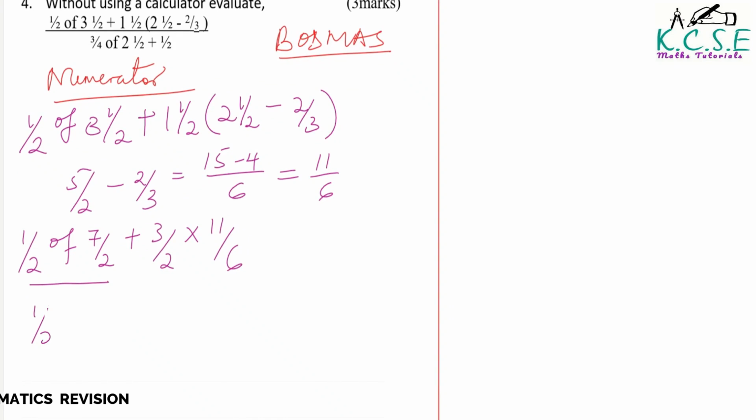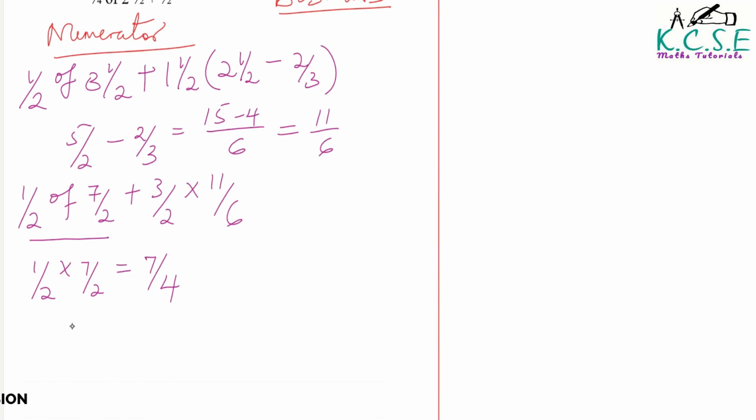So we work out a half. "Of" is the same as multiplication, so a half times 7 over 2 gives 7 over 4. That is the solution for this part, a half of 7 over 2. Plus 3 over 2 multiplied by 11 over 6.